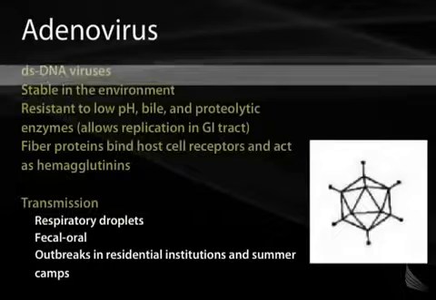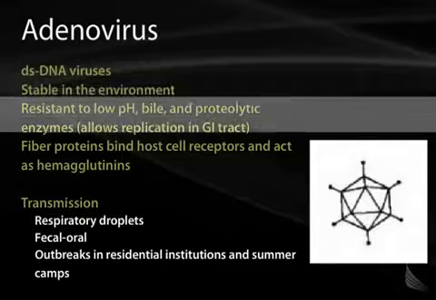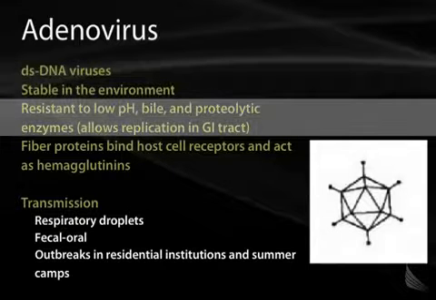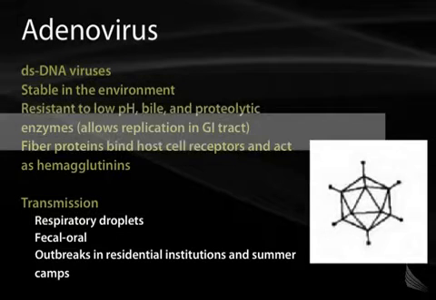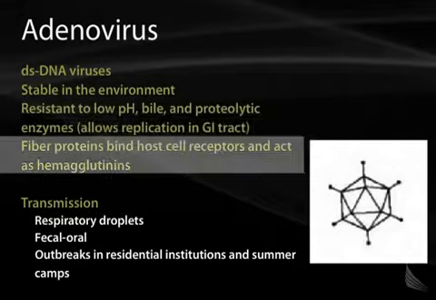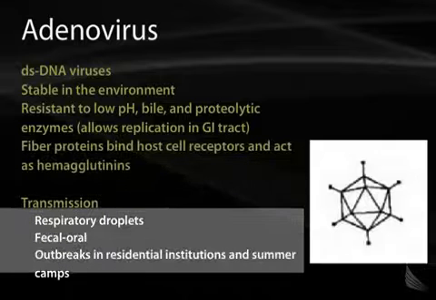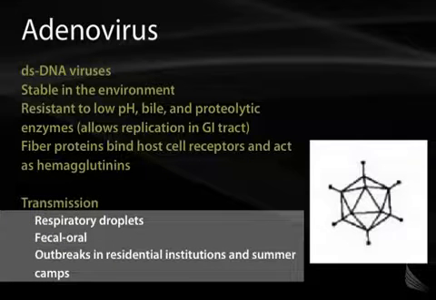Adenovirus is a double-stranded DNA virus that's stable in the environment. It's resistant to low pH, bile, and proteolytic enzymes. This allows it to replicate in the GI tract. It has fiber proteins which bind to host receptors and act as hemagglutinins. Transmission is through respiratory droplets, through fecal-oral spread through the GI tract, and outbreaks in residential institutions and in summer camps.